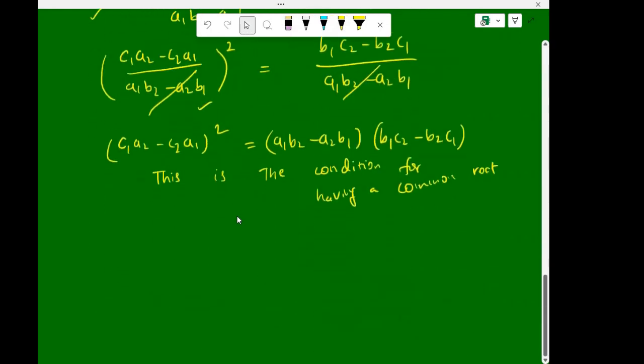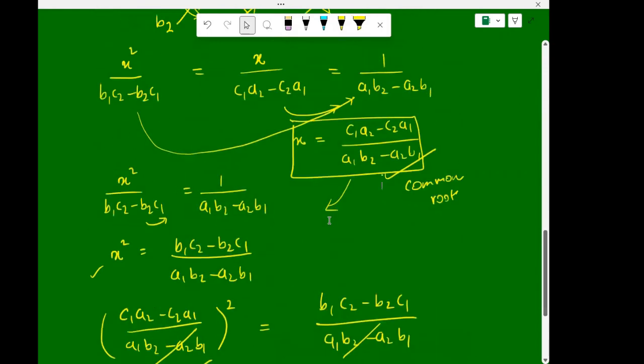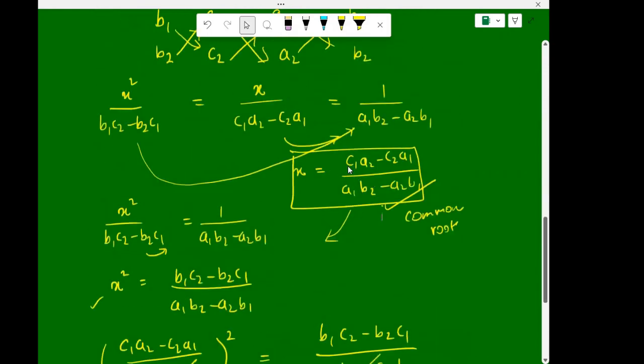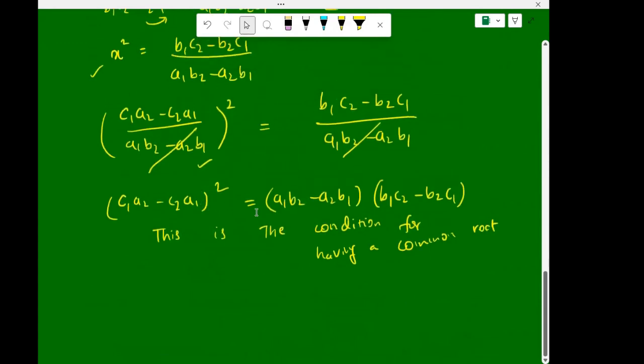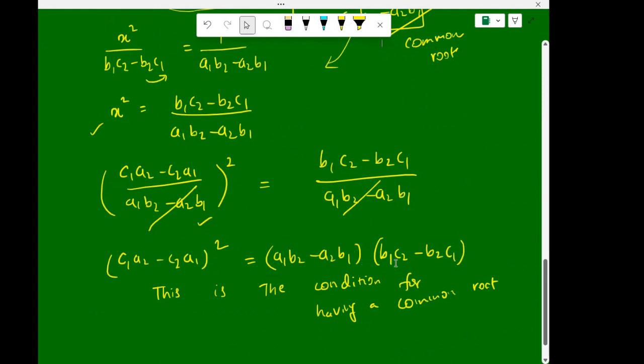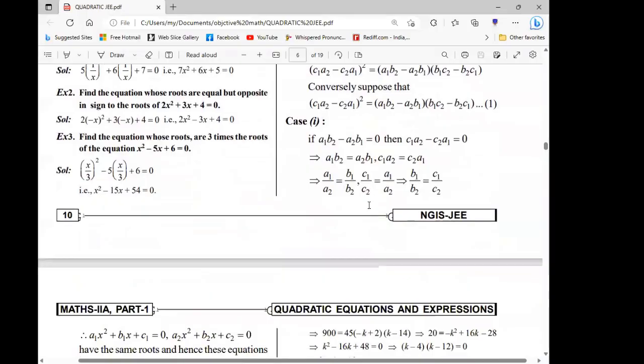And for having that kind of common root, the condition is c1a2 minus c2a1, whole square, equal to a1b2 minus a2b1 times b1c2 minus b2c1. You should remember these two, the common root and the common root condition.